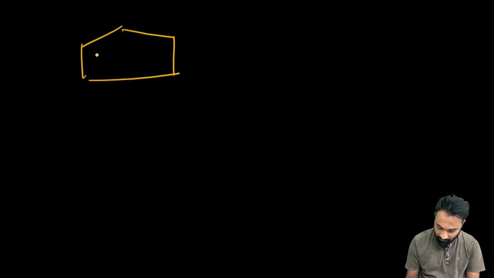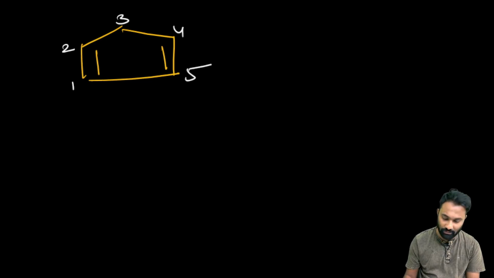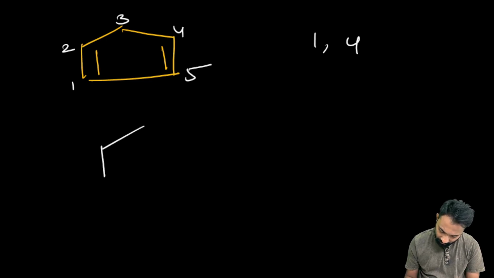Next, suppose they have given this compound. How do we write the numbering? Now we'll start the numbering from here: 1, 2, 3, 4, 5. Clear? If you start the numbering from here, the double bonds are getting 1, 4.